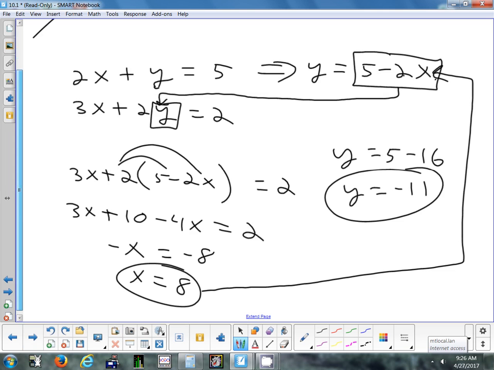Or if you were to graph the top and the bottom, these are both lines, what would happen at the point 8, negative 11 if you graph both those lines? That's where they intersect, yeah. If you graph, you'd have to solve it for y to get it in y equals mx plus b. But if you graph each one of them, 8, negative 11 is where they cross. Any questions on that?